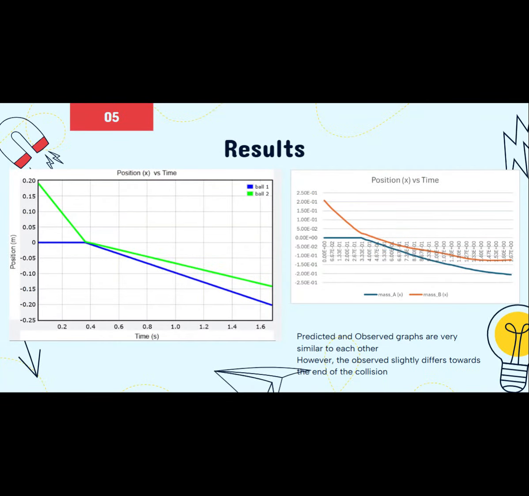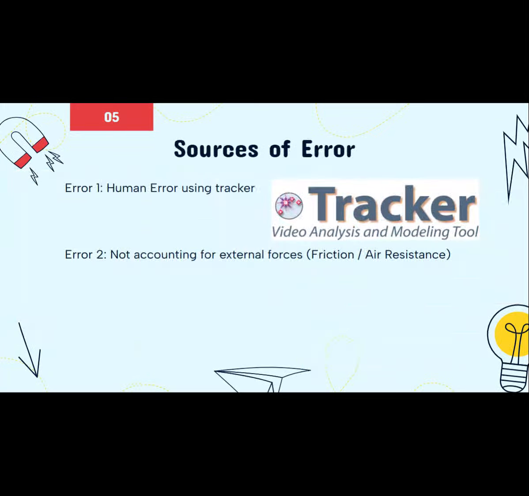So what do our results give us? On the left, we have the results from the GlowScript code, and we see kind of straight lines after our collisions. It's very similar to our actual data, which is seen on the right from the observed data. But as we can see, the observed data slightly differs towards the end of the collision, kind of tending upwards a bit. But they're very similar. So what are the sources of error that lead to that? Well, there's human error using Tracker, like placing the point masses, and we also don't account for external forces like friction and air resistance that could potentially affect our values.